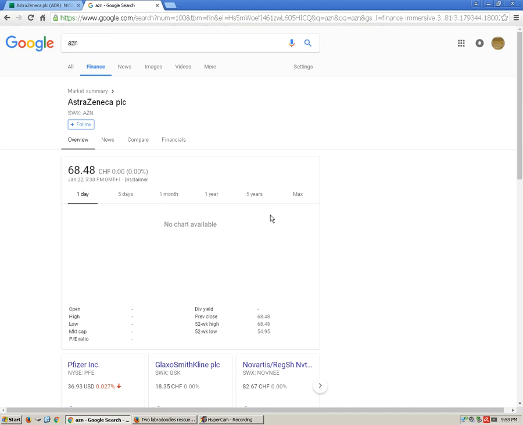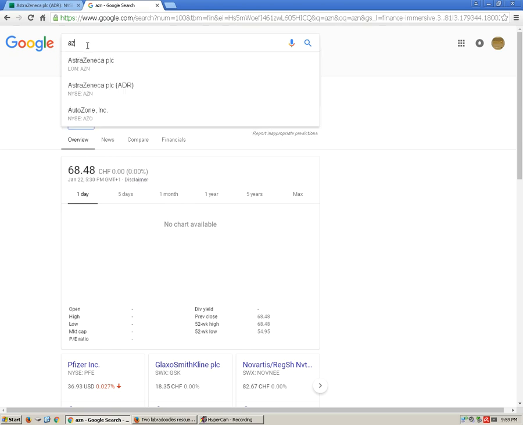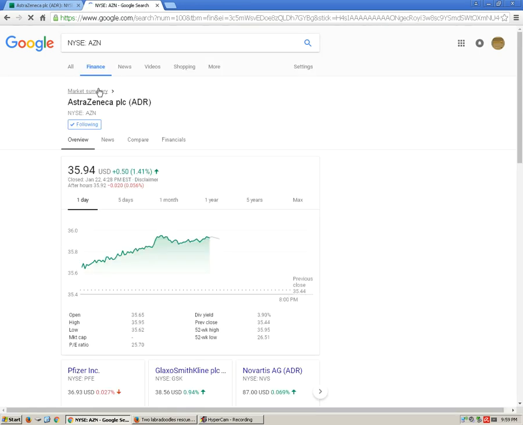And having a look at AstraZeneca here, oh, this is not the right one. Let me see. I don't know why it went here. I wanted the New York Stock Exchange one. That's some kind of a Swiss franc denominated. It's a global company, all right? All right, so I don't know.